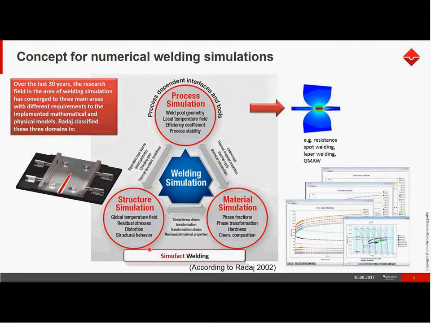In the last 30 years, when computers got more interesting to picture out possible ways to simulate all these processes and phenomena, people came up with the idea that you have to separate all the phenomena into three different simulation types, which are pretty much the same that I just showed you. The first one is process simulation. A process simulation is something that takes care of a very narrow area where you have the heat input, where you have your melt pool, where you have an efficiency that needs to be simulated.